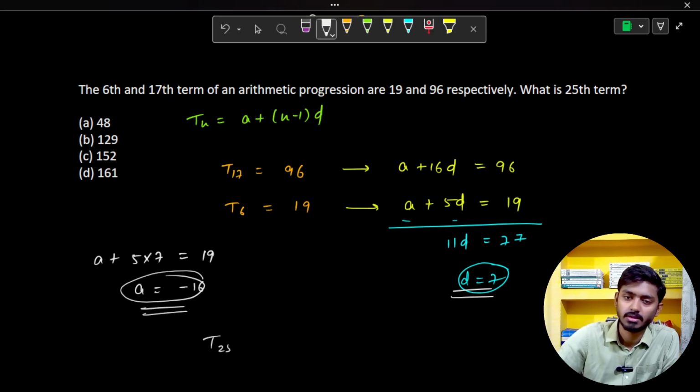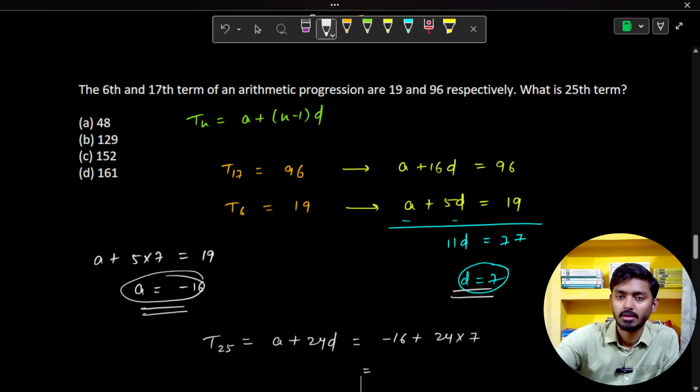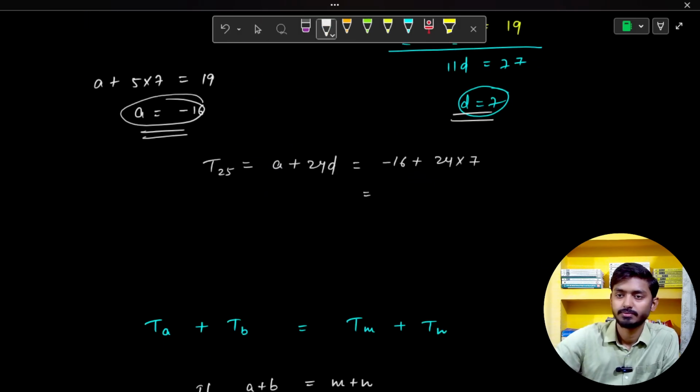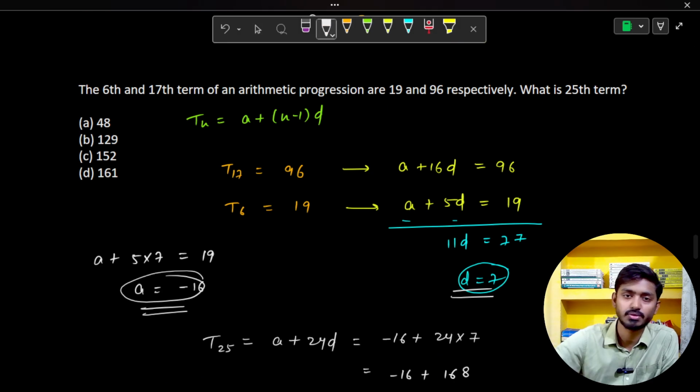You find the value for T25, that comes out to be a plus 24d, which is minus 16 plus 24 times 7, which would be minus 16 plus 7 4s are 28, 2, that is 168. You subtract 16 from 168, you get 152. Do we have option 152? Yes, we do. That is option C.